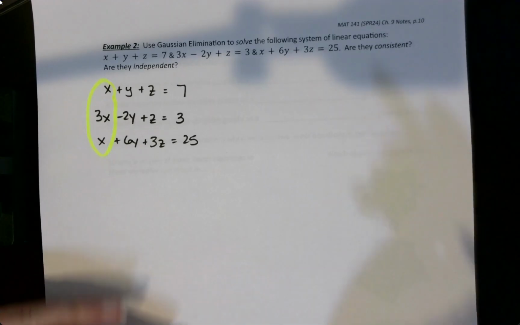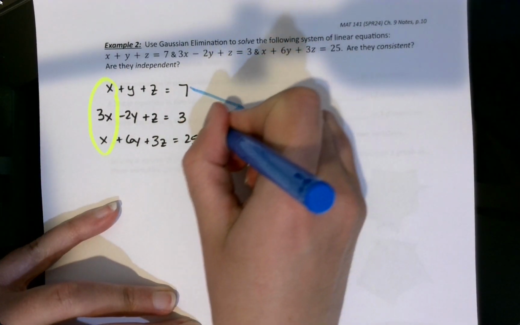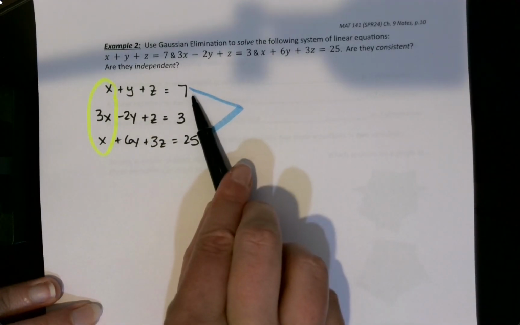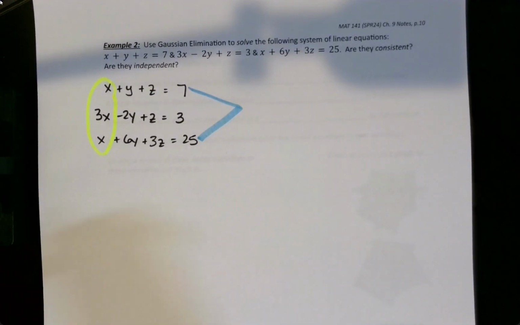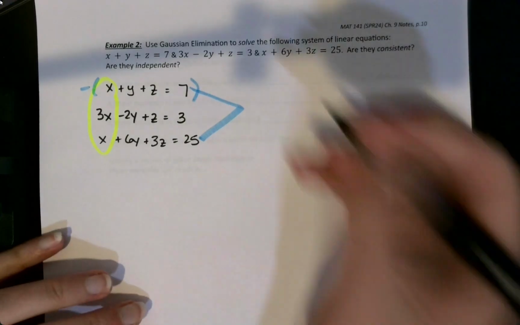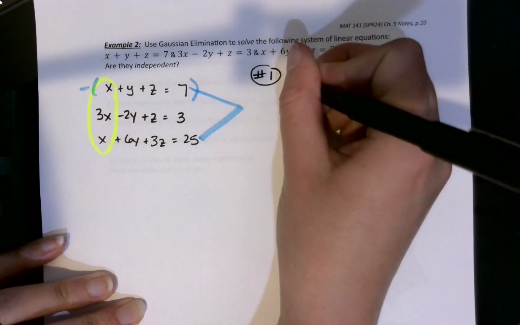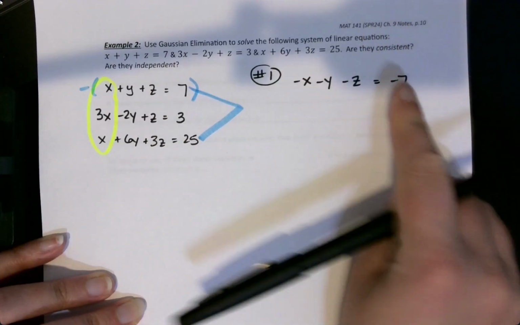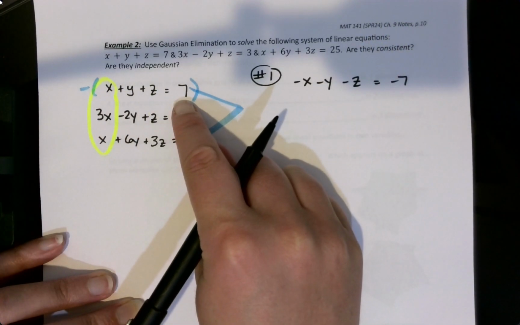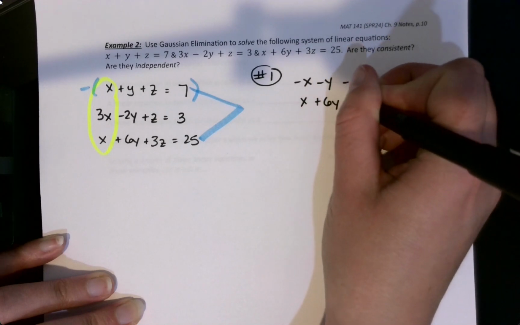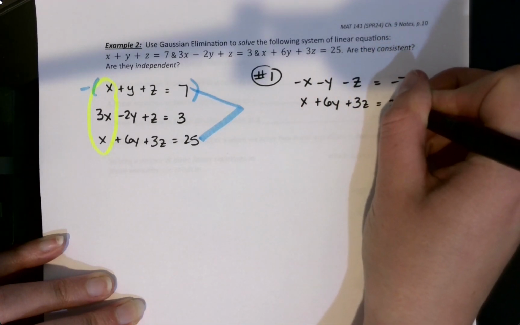I'm going to start by eliminating x in the first and last equations because I can do that with coefficient 1. I'm going to want to multiply one of these by a -1. So if we just look at the rest of the equation, it's going to work better if the smaller number is negative. So I'm going to multiply the top equation by -1, and then we'll add these two equations up. So for step number 1, I'm going to have -x minus y minus z equals -7 when I multiply a -1 through the top equation. Bottom equation, no change. So that's x plus 6y plus 3z equals 25.